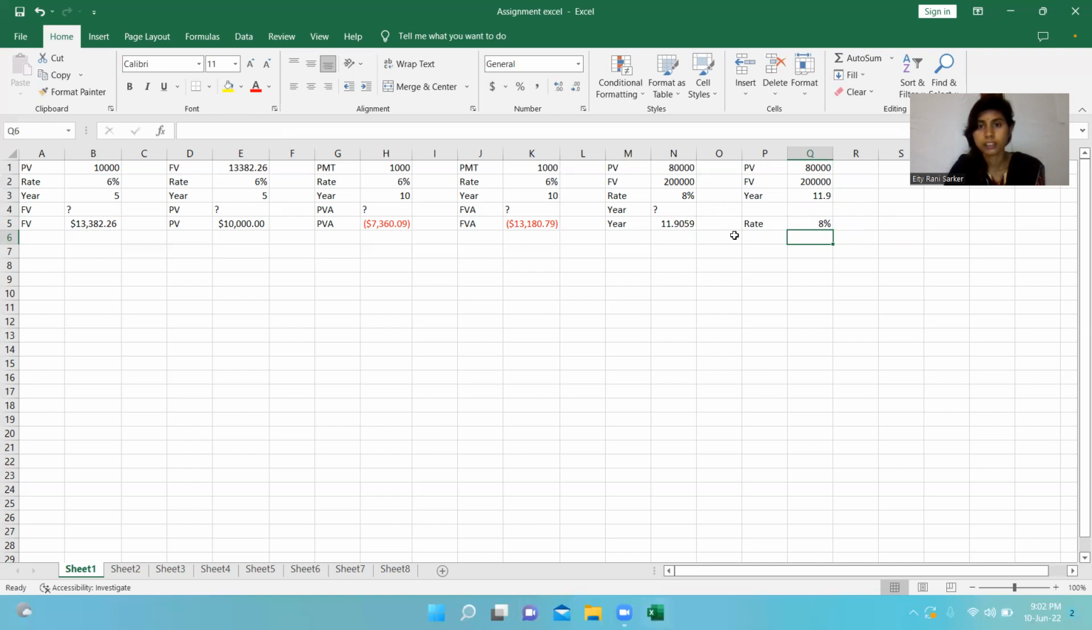So thus we calculate the time value of money using Microsoft Excel.